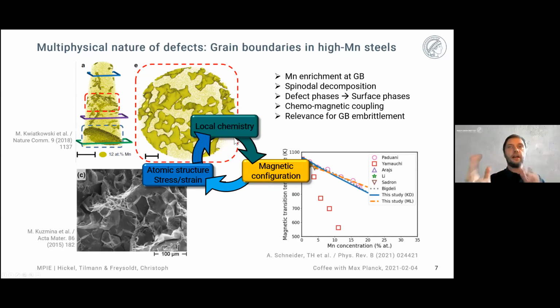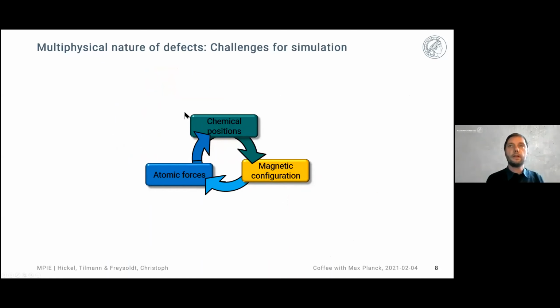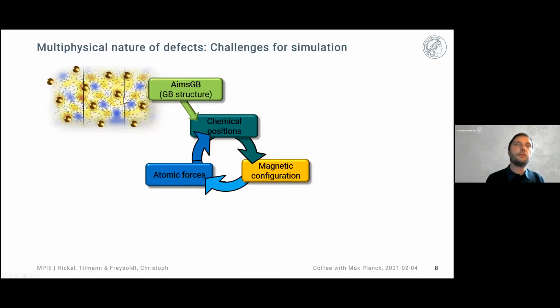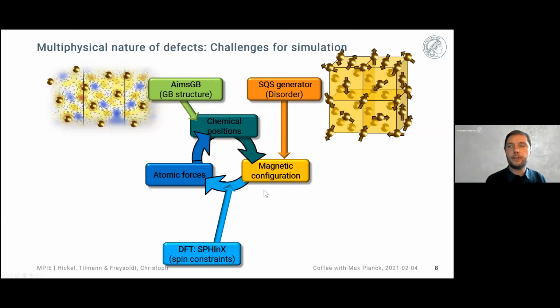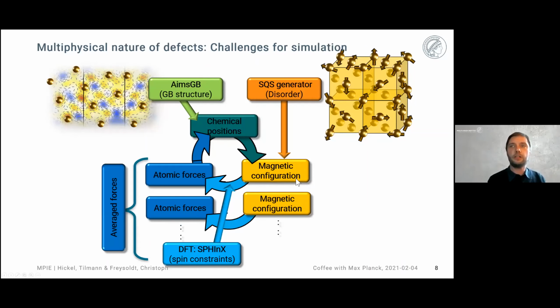And we have to take this zoo of different aspects, this multiphysical nature, into account if we want to do simulations. In a simulation of such a defect phenomenon, we need tools to consider grain boundaries. We need tools to consider magnetic disorder. We need tools that allow us, for a given magnetic snapshot, or actually a superposition of different magnetic snapshots, to get atomic forces. And we need tools to make a structure optimization and to get back to the chemical positions of elements.